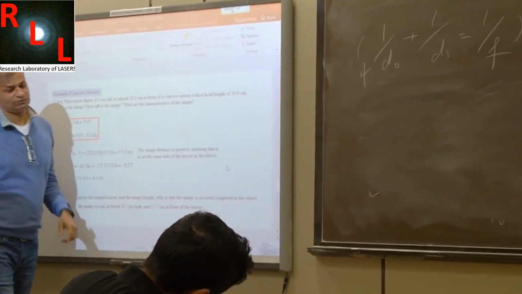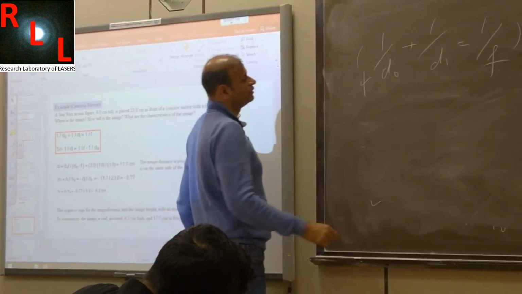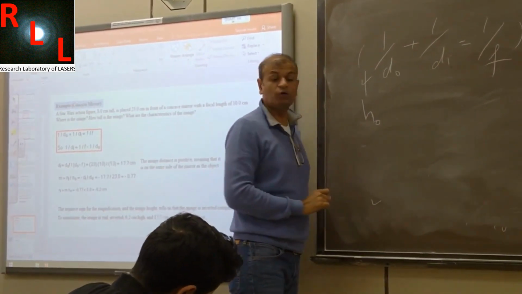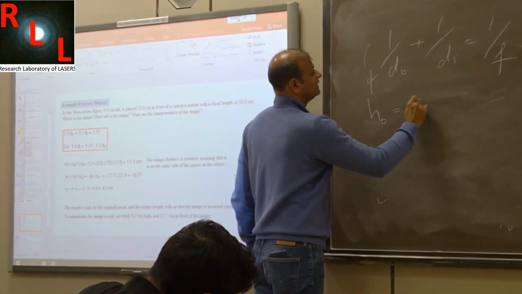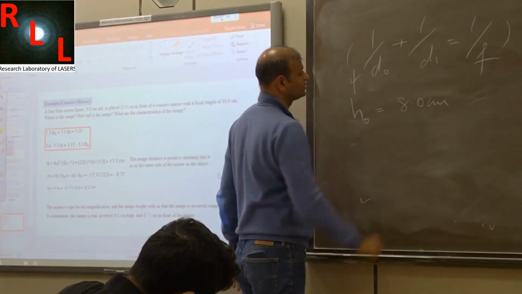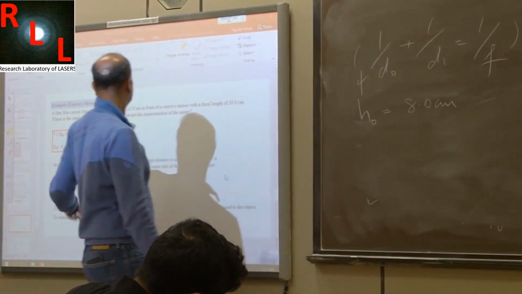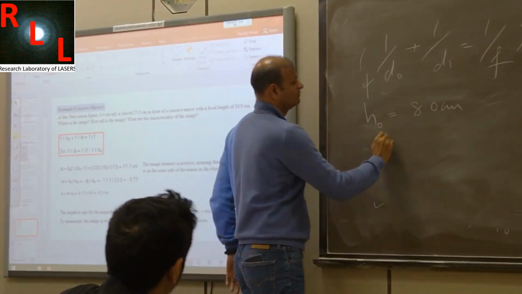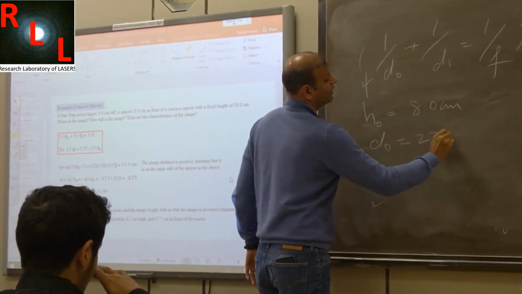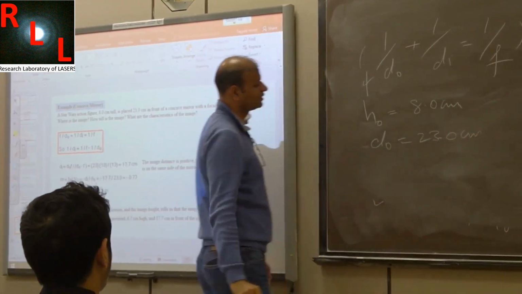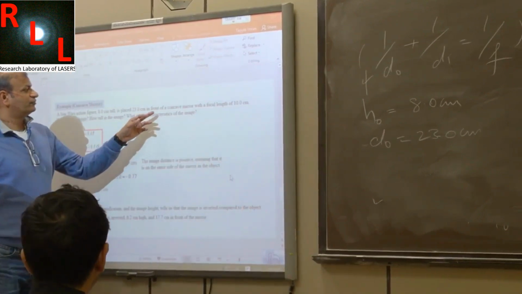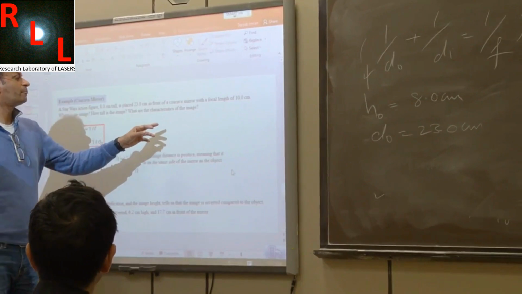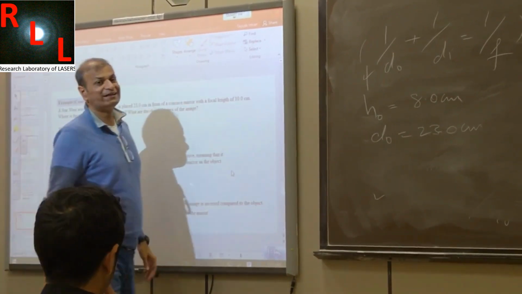So, the height of the object is 8.0 centimeter. Second point, what is that? The object is placed 23.0 centimeters in front of a concave mirror, okay, not the convex, with a focal length of 10 centimeter.